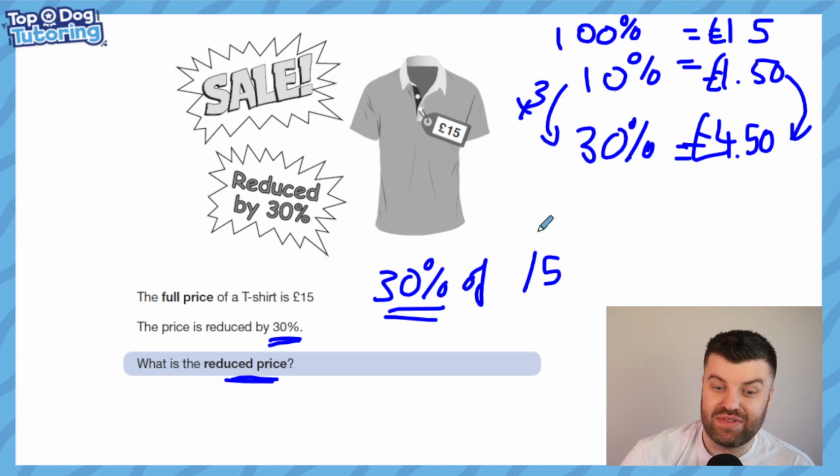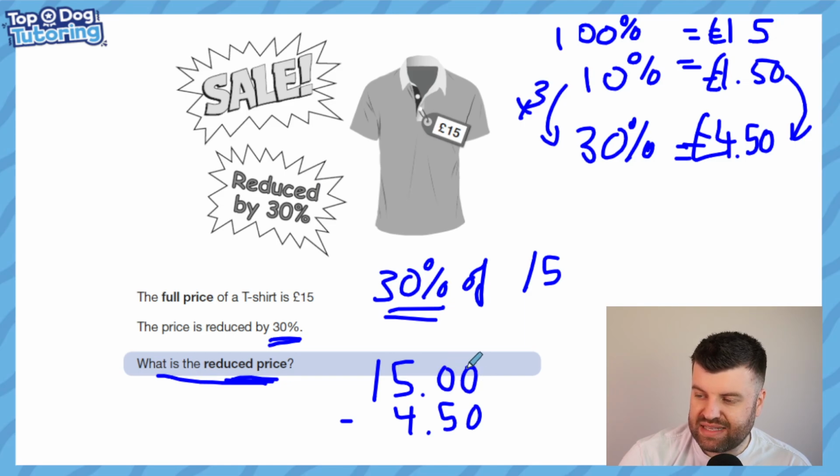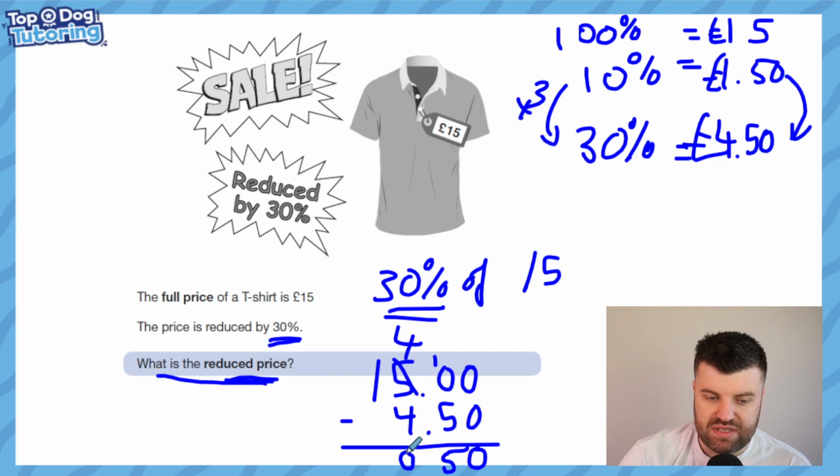That is not the end of the question. The question says, what is the reduced price? So we need to take our £15, take away our £4.50. Oh, look, we're going to have to add some placeholders in the £15, but that's not a problem for us. 0 take away 5. It's not just going to be 5 with no exchanging. We must exchange. 10 take away 5 is 5. 4 take away 4 is 0. The 1 drops down, decimal goes in, and the answer is £10.50.